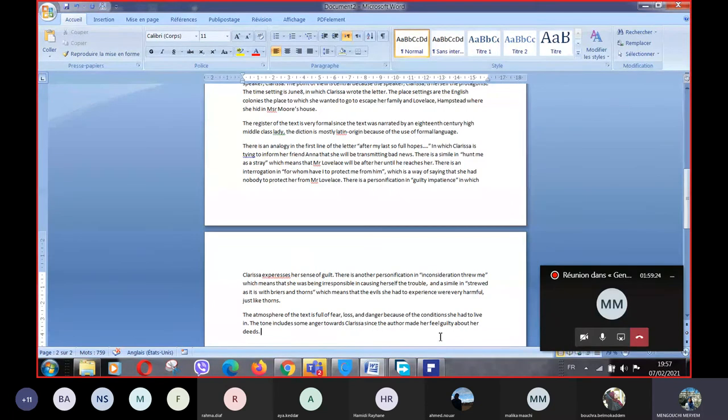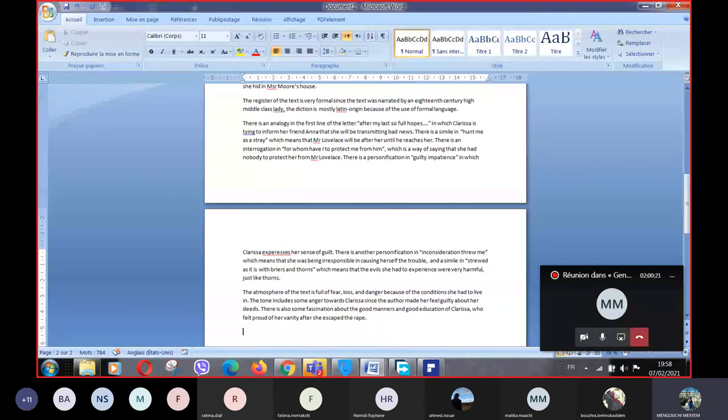So we know that there is also the feeling of some fascination about the good manners and good education of Clarissa, who felt proud of her vanity after she escaped the rape. Okay, so you see that the tone is always extracted from the events, from what happens to the character, from the things that the author does to the character. Okay, this is how you infer the tone.